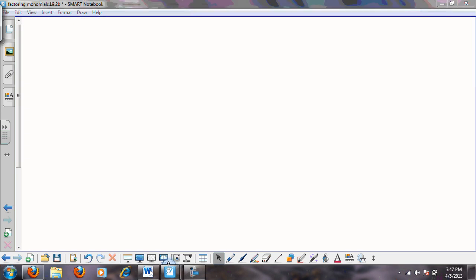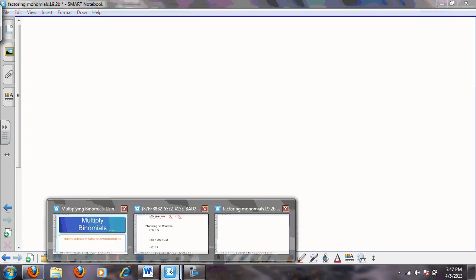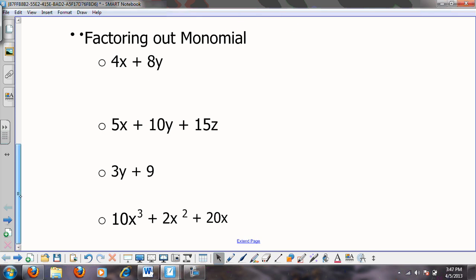Factoring out polynomials. Making sure that we understand that information. Any questions? Make sure you see me for your guided practice problems.